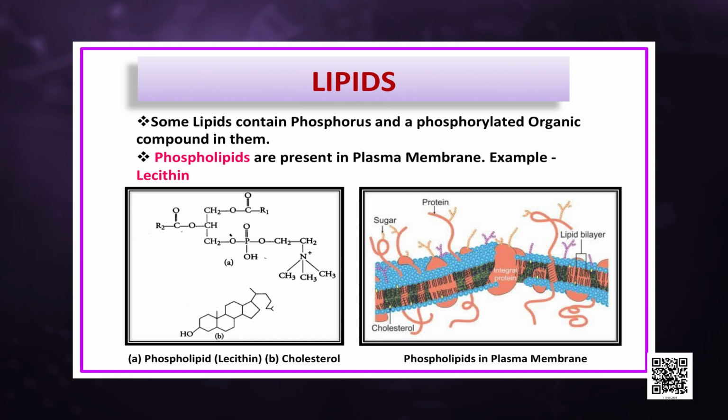Some lipids contain phosphorus and phosphorylated organic compounds in them. These are called phospholipids. They are triglyceride lipids. One fatty acid is replaced by phosphoric acid, which is often linked to an additional nitrogenous group. They are present in the plasma membrane. Recall the structure of plasma membrane. It is made up of lipid bilayer and proteins. This lipid bilayer contains phospholipids. Lecithin is an example of phospholipids.